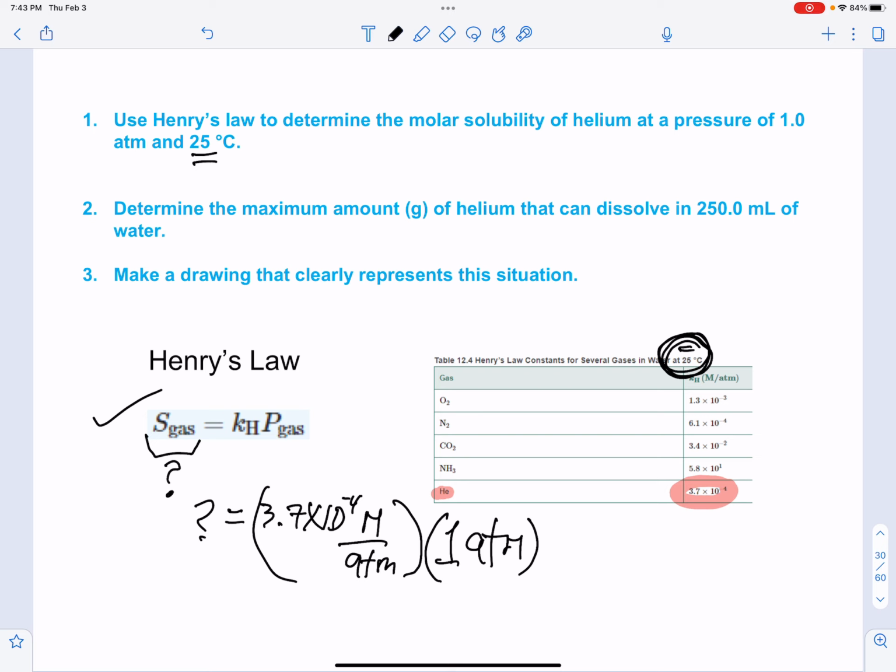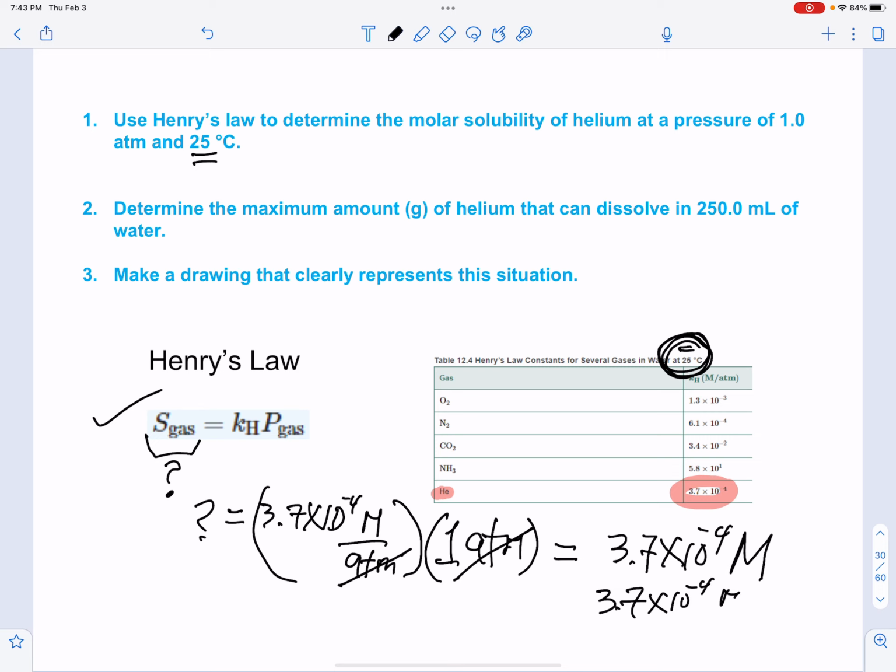So when you multiply 3.7 10 to the minus 4 times 1 atmosphere, you're gonna get 3.7 10 to the minus 4 molar, because atmospheres cancel with atmospheres. So it's telling you that for every 1 liter, you're gonna have 3.7 10 to the minus 4 moles of the gas dissolved in it, or 0.00037 moles for every 1 liter of solution. And that's how we use Henry's law.